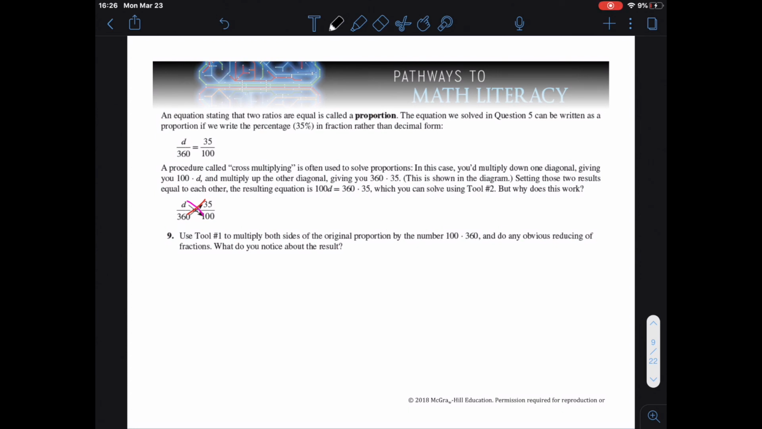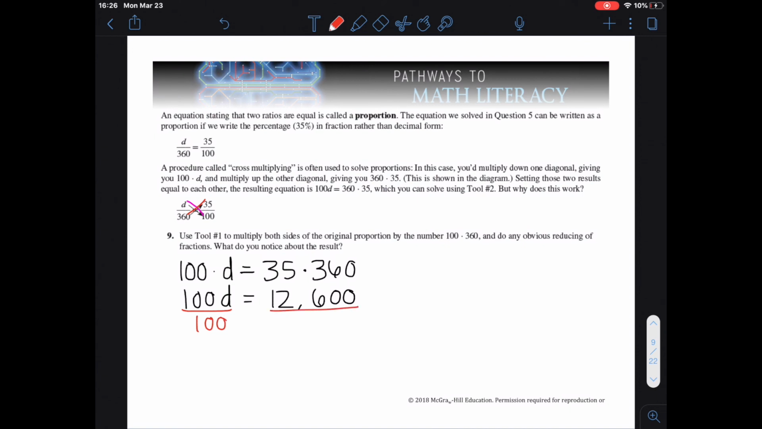So we're going to get 100 times d is equal to 35 times 360. So you multiply the pieces that are across from each other. So you get 100d is equal to 12,600. And now to solve for d, we'll bring in that second tool. You divide both sides by 100 to make those cancel. And you get d is 126. So you end up with the same result as you would from cross-multiplying, okay?